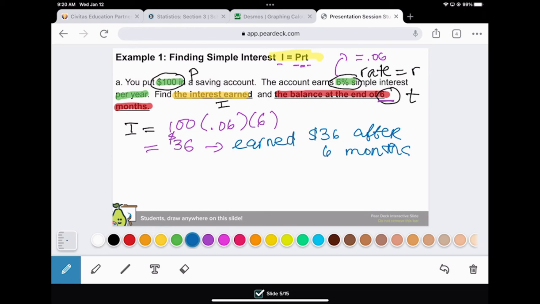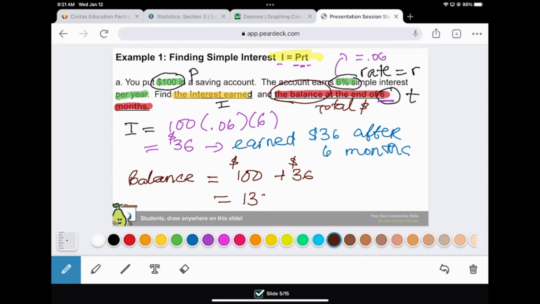Okay. So that's the interest. You earn $36 after 6 months. The other question was asking for the balance at the end. Balance means the total money that you have at the end of 6 months. So think about this. You start with $100, right? Then you earn $36 after 6 months, so now your new balance can be $136. So you have $136 total at the end of 6 months.